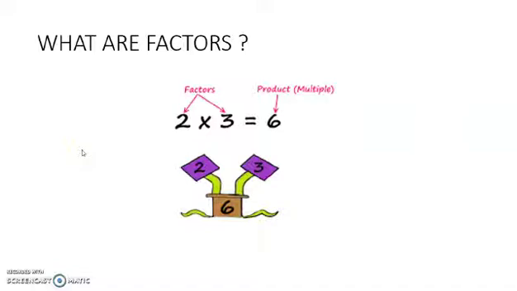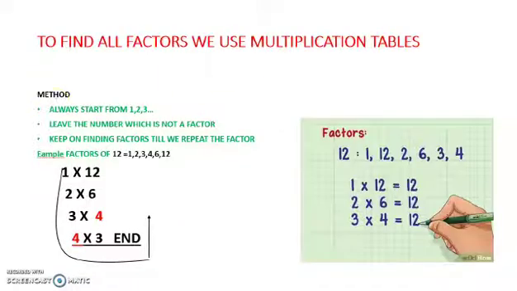How to find out all the factors? We will use multiplication method. And what are the steps? Let us understand. Multiplication means table. We have to multiply and find the answer should be same. We have to multiply different numbers to get that same answer. So these numbers which we multiply to get that same answer are called the factors of that number.